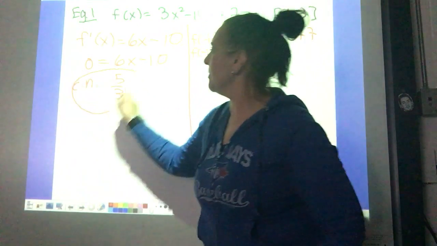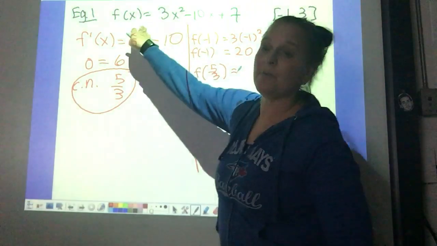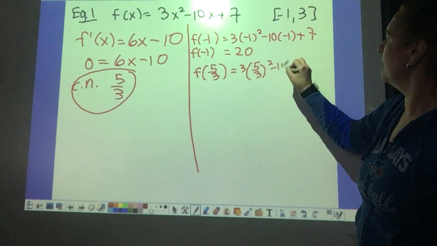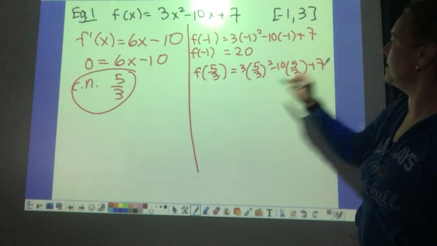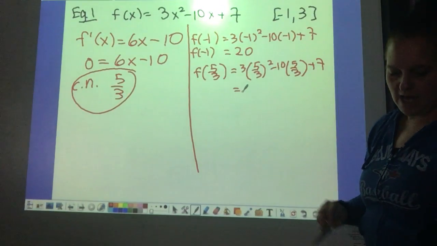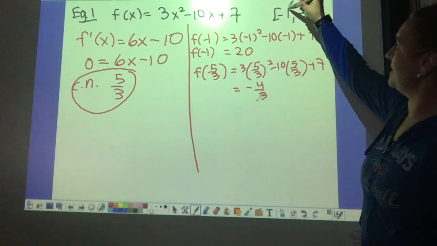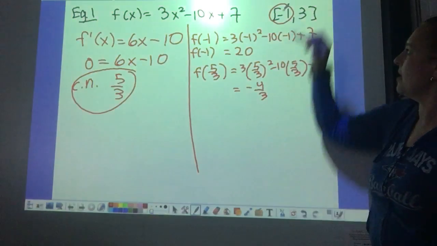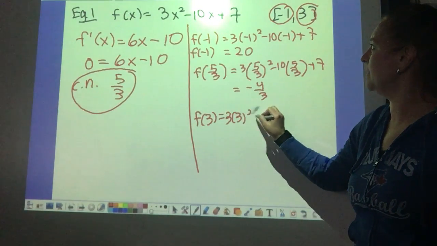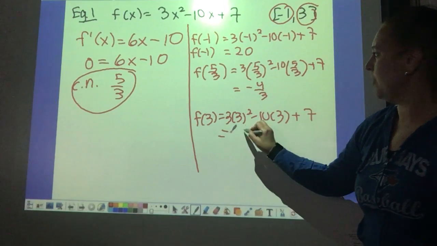Then we had one critical number. So now, instead of replacing the x's with -1, I replace all the x's in the original with 5 over 3. It's going to be a lot of fun mental math, but that's okay. Again, I'll save you all the steps, and hopefully I did this correctly. When you replace all of the original x's with 5 over 3, I had a value of -4 over 3. Okay, so I've tested that endpoint and my one critical number. Then I have to test the other endpoint. Now I go back to the original function and replace all the x values with 3. And again, if I've done my math correctly, that gave me a value of 4.